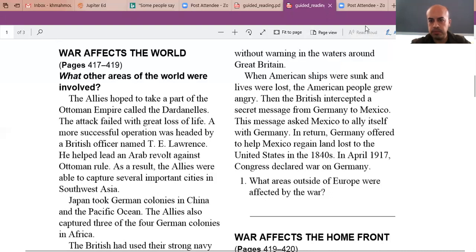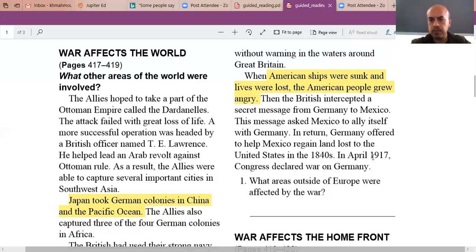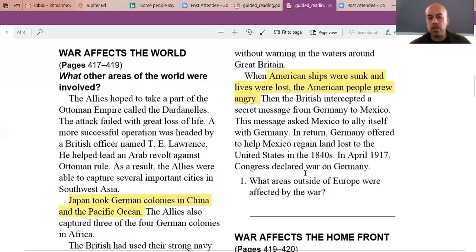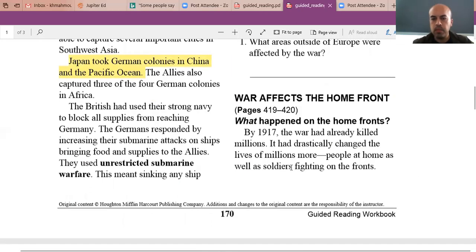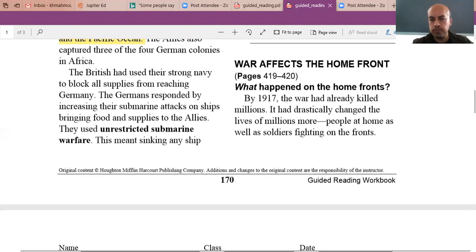Japan took German colonies in China and the Pacific Ocean, okay? And also here, when American ships were sunk, the Americans also grew angry and they got involved in the war, okay? These are the other nations and also the other areas outside Europe which were involved and affected by the war. What happened to the home fronts?